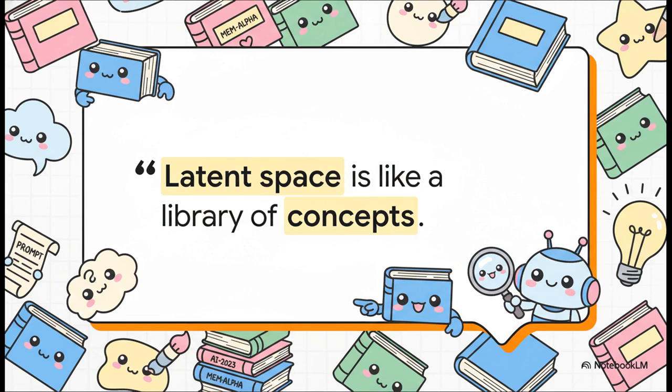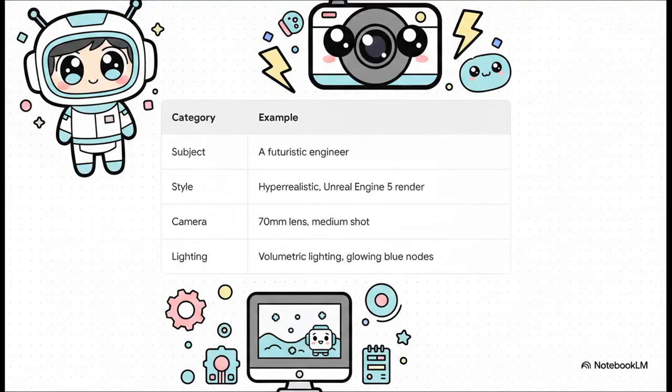An AI's latent space, which is basically its giant internal memory of images, is like a huge library filled with concepts. Our job isn't to describe the outside of the library, it's to give the AI the exact, precise call number so it can go find the right book on the right shelf. And this table just illustrates that difference perfectly. We might say, a futuristic engineer. That's our description. But the prompt syntax the AI needs specifies the style as a hyper-realistic Unreal Engine 5 render, the camera as a 70mm lens medium shot, and the lighting as volumetric lighting with glowing blue nodes. You see?